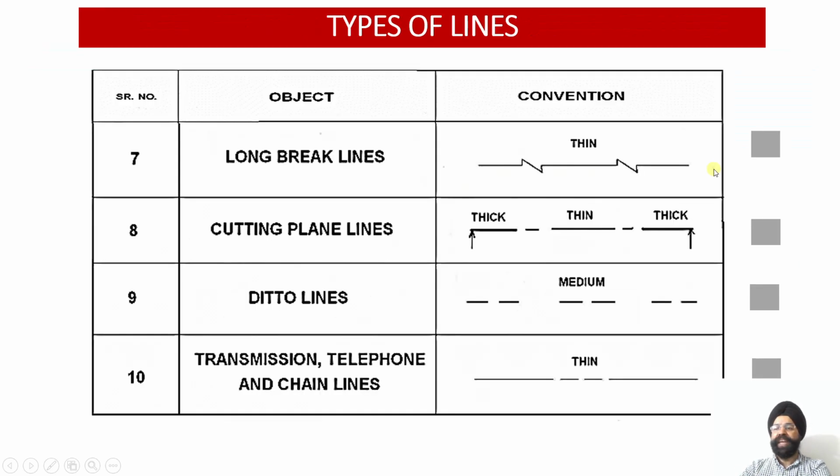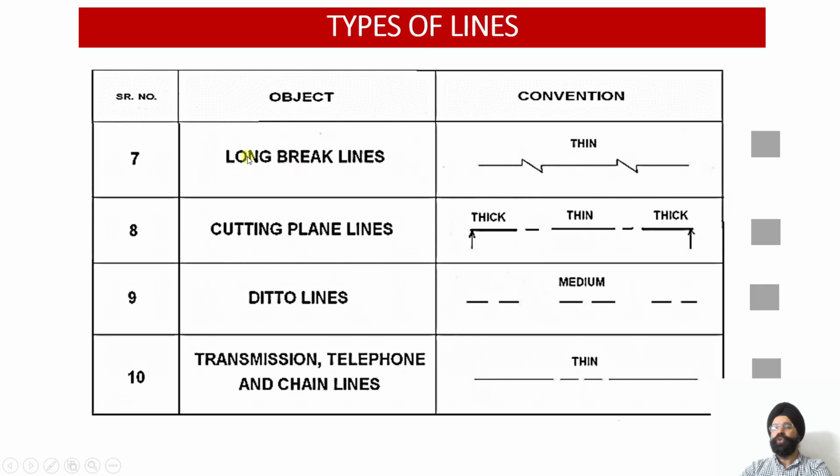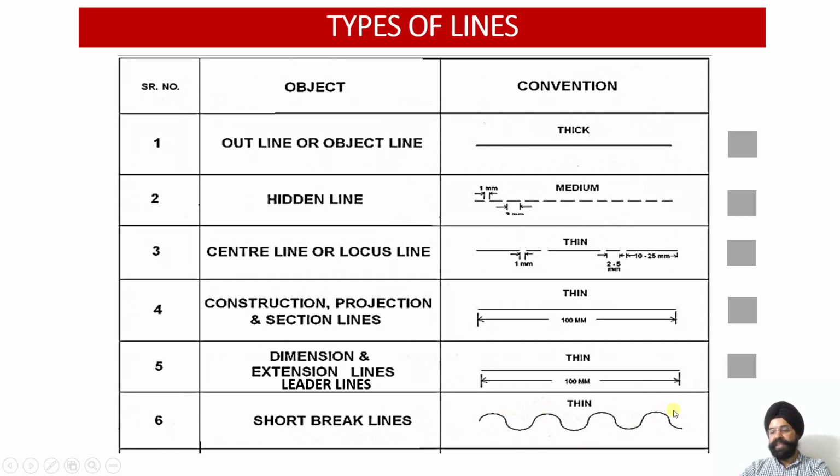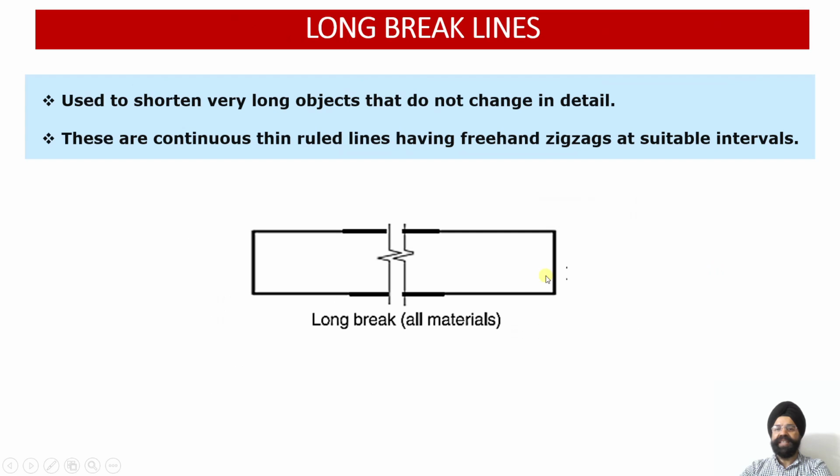So the pipeline is very long, but its length is very very long as compared to the diameter of the pipe. So if this discontinuity is on the higher side, I cannot use the short break line, rather I have to use the long break line. So the only difference between long break line and the short break line is here the freehand zigzag structure is to be drawn, whereas in the case of long break line there is a chain structure like this which is to be drawn. So here you can see this is the long break line. So this is used to shorten very long objects which are having similar shape.